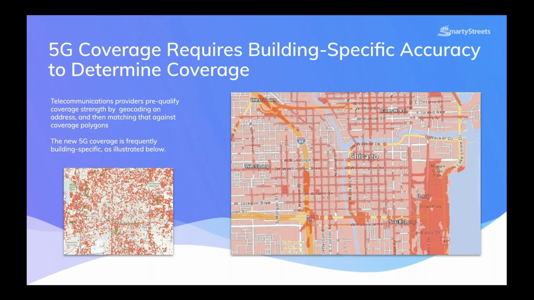5G coverage is really interesting because it's frequently building specific, as illustrated in the map below. Those are specific building locations, and 5G coverage is really more like aiming a rifle at a building. It's so specific that they really need to be quite accurate in terms of how that coverage is going to work. So some applications in telco, including 5G, really do require building rooftop accuracy.